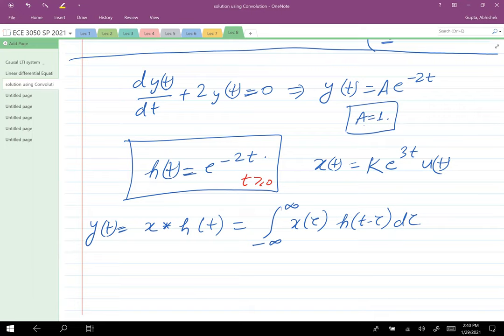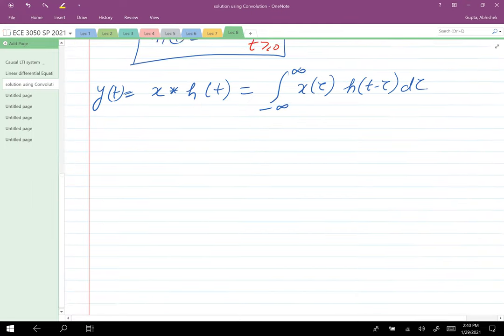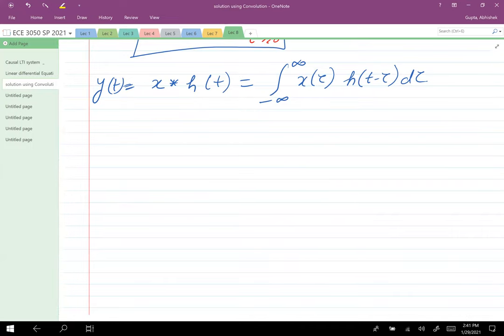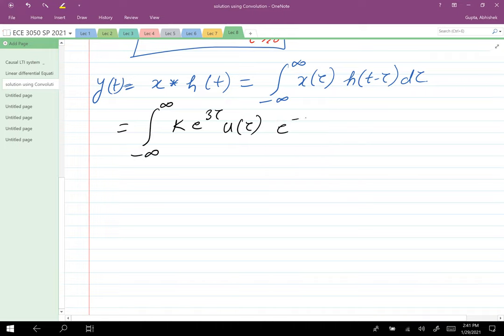We have about 5 minutes. Okay, let's try to compute this integral now. So I have the integral from minus infinity to infinity of k e raised to 3 tau u of tau, and h of t is e raised to minus 2 times t minus tau, u of t minus tau, d tau.